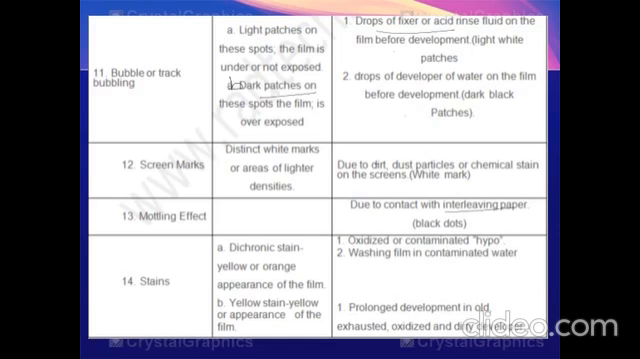Stains, so we have, paiba-iba yung spelling niya. Dichroic stain, yellow or orange, blue, yellowish, brownish, pwede siya. Oxidized or contaminated hypo, or yung hypochemical natin is yung ammonium thiosulfate, or yung wash natin, yung tubig, is contaminated. Also caused by prolonged development in old, exhausted, oxidized, and dirty developer. So, nagkakaroon din ng stain kapag old na yung solusyon natin. Na dapat palitan na sana.